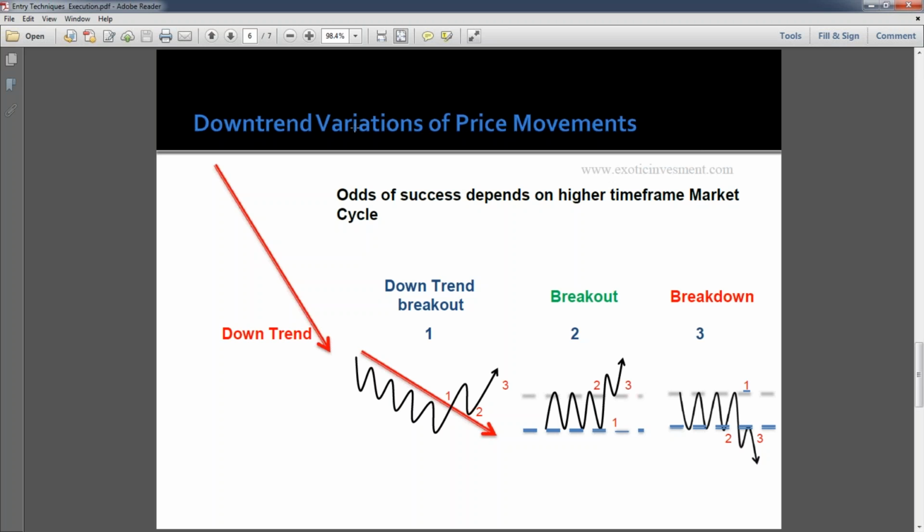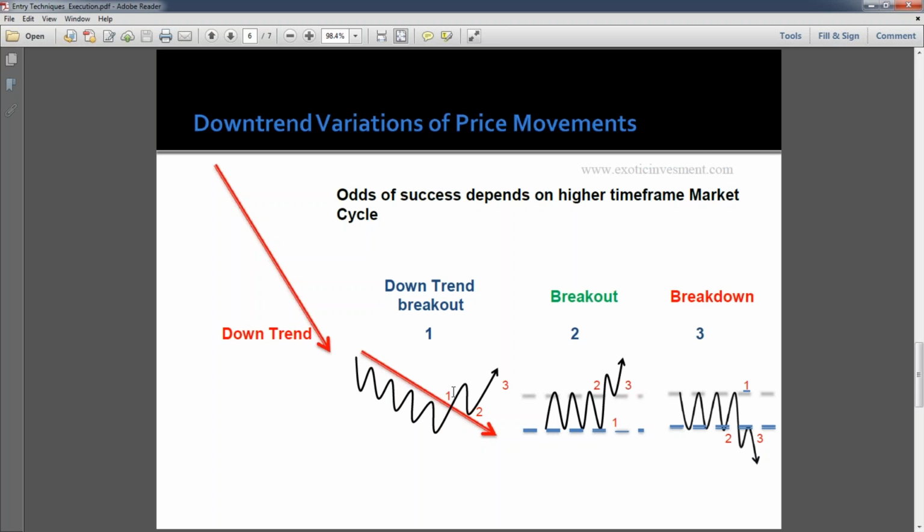So downtrend variations of price movement. When it is going down, what happens is you will draw a trend line to the tops. There will be no top which will go above the trend line, and afterwards when it goes near the trend line, you have to wait for confirmation. When it crosses the trend line, you will go ahead and take a call only after confirmation that it touches the resistance zone, that is the trend line again, and afterwards propels higher. Okay, that is the downtrend breakout.